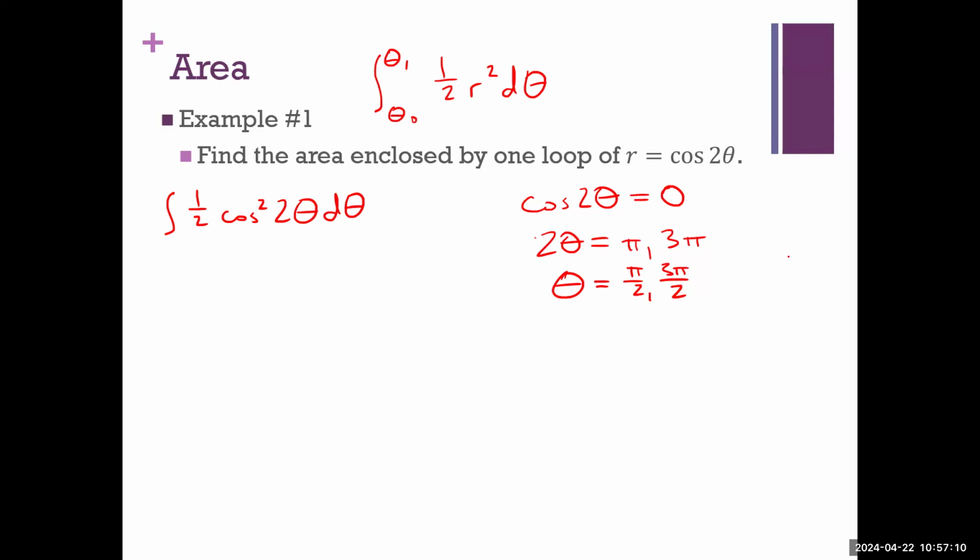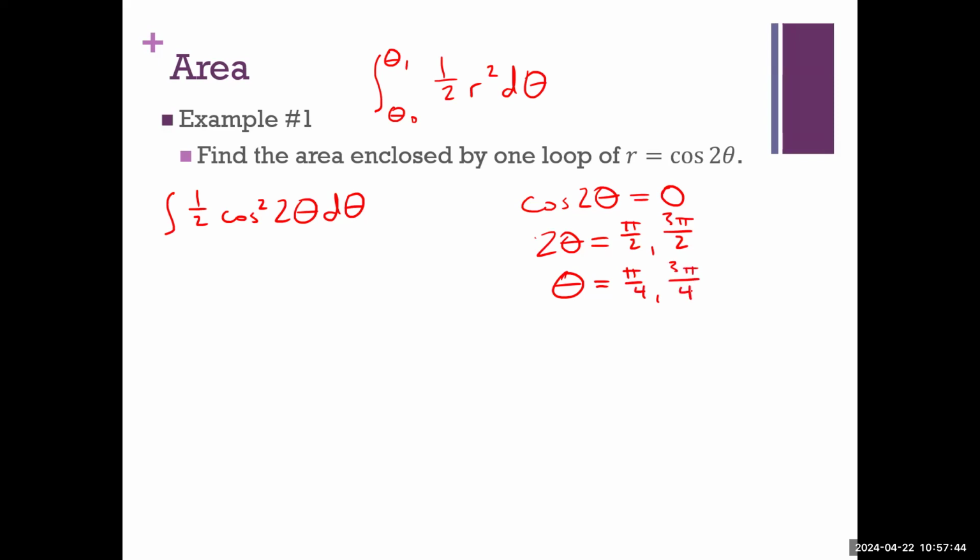Wait, sorry, you plugged in pi over 2 for theta, right? Into the original one. So cosine of 2 pi over 2 is cosine pi, right? Okay, so I don't believe our equation, so let's go back to the drawing board. Where is the cosine equal to 0? We said pi and 3 pi, but that's not right. What should we have said? Pi over 2 and 3 pi over 2. And that should give us pi over 4 and 3 pi over 4, right?